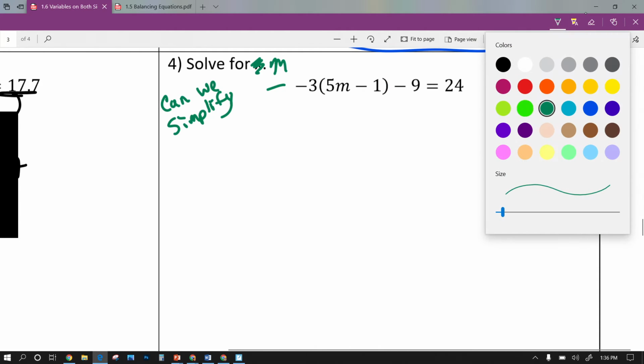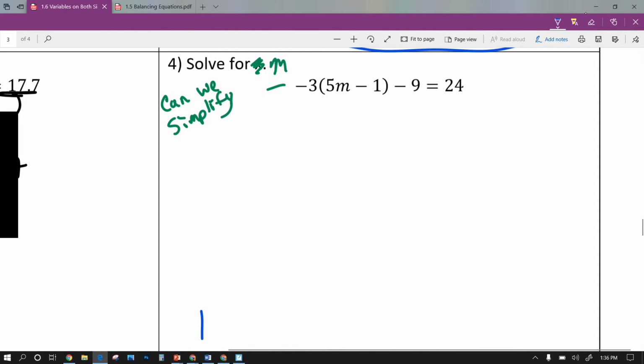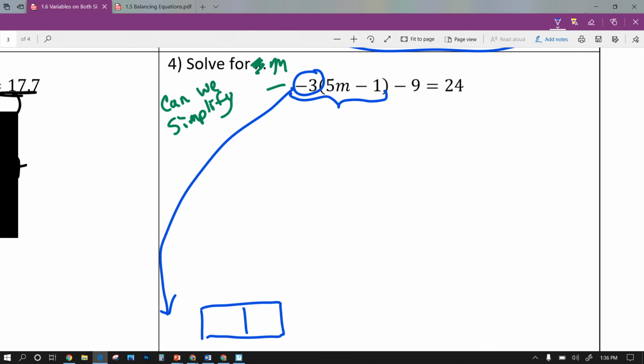So just like we learned, we're going to go ahead and use our box diagram to work out this distributive property right here. And just like the parentheses, we're going to put that -3 to the right of that box diagram. And then on top of that box diagram, we're going to put everything inside the parentheses, 5m minus 1. Now, in order to use the distributive property, that -3 is going to be multiplied to each one of these terms inside those parentheses.